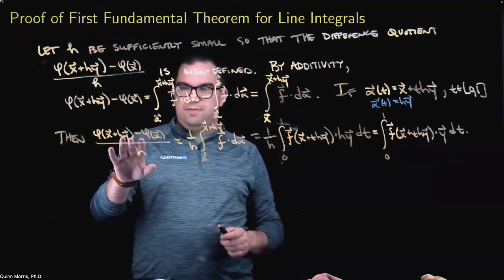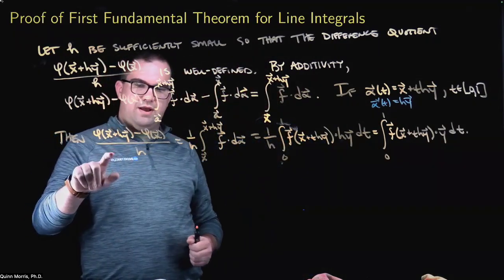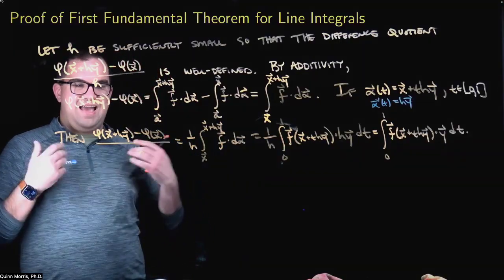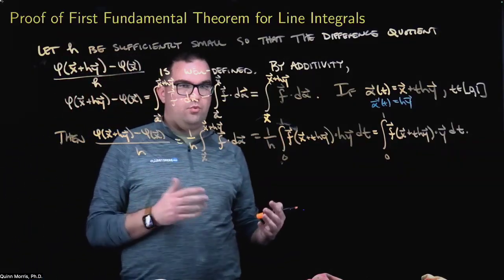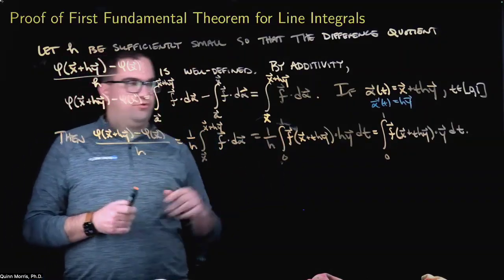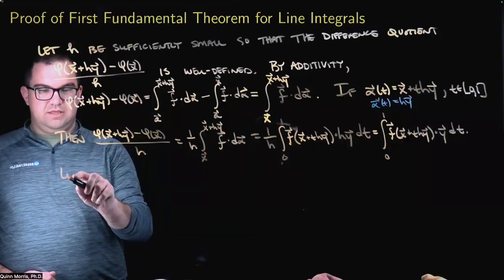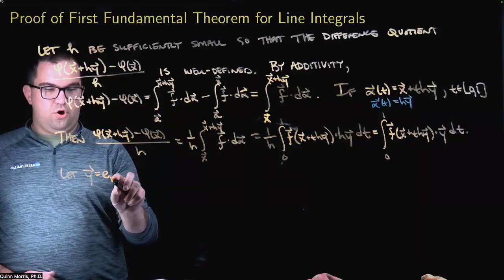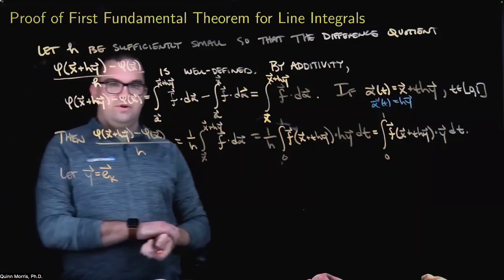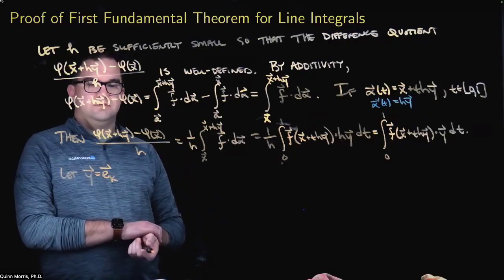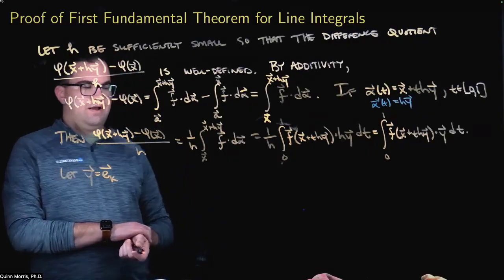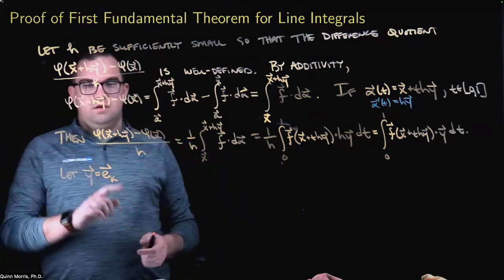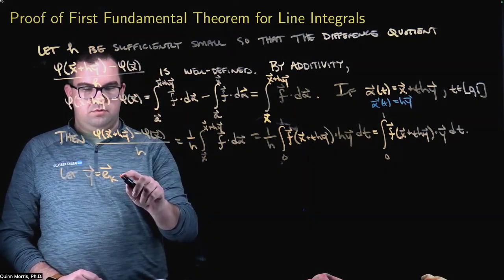Now, I want to keep in mind, like I said before, that right now this looks like the difference quotient for the derivative of phi at x with respect to an arbitrary vector y. I really want to look at the partial derivatives. So let's do that. Let's take y to be an arbitrary coordinate vector, so let's look at ek. That's the vector that's all zeros, except in the kth position where it has 1.